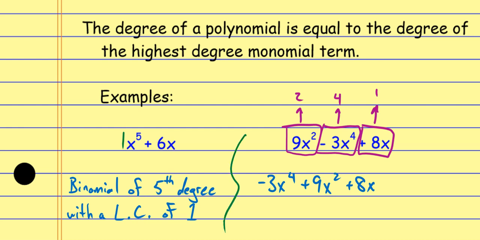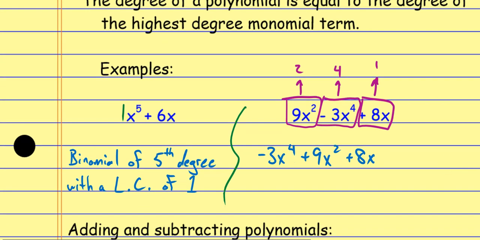And so now I can kind of look at this thing and determine, hey, what type of polynomial, what's the degree of the polynomial, and what's the leading coefficient. And so as I look at this one, I'm going to do this one a little bit differently this time. Last time I said binomial of the fifth degree with leading coefficient of 1. This time I'm going to start with the degree. I'm going to say this is a fourth degree, okay? Because again, I look at each of those terms individually. I take the biggest one. So this is a fourth degree trinomial this time.